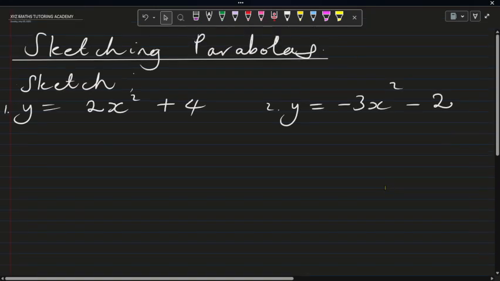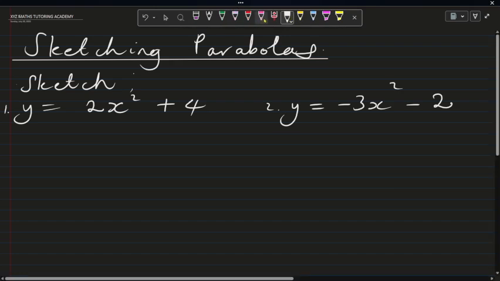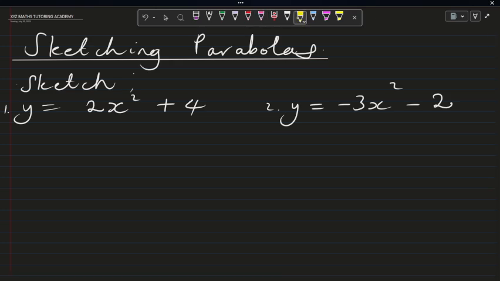Okay, in this session, I wanted to talk about how we sketch basic parabolas. Let's get started. We can see that for number 1 we have y is equal to 2x squared plus 4, and for number 2 we have y is equal to negative 3x squared minus 2.